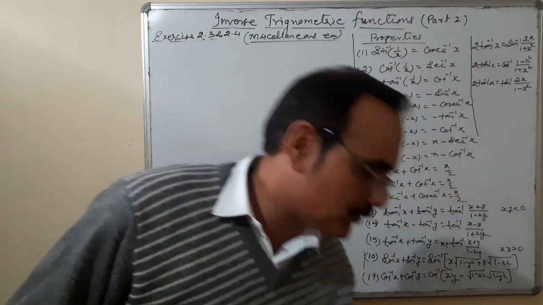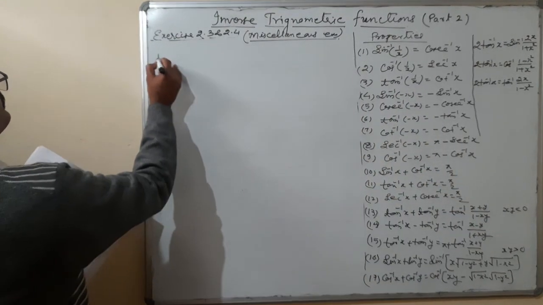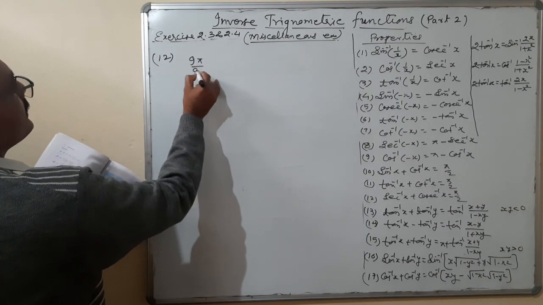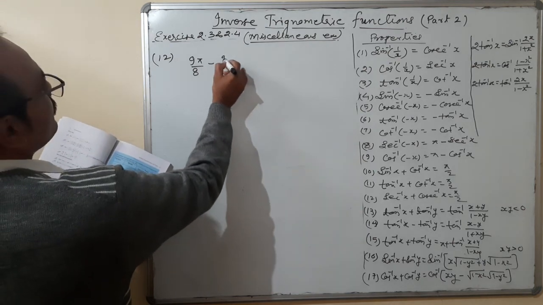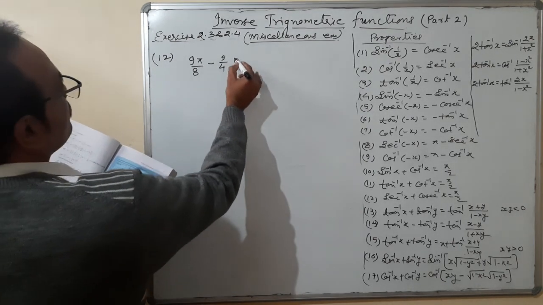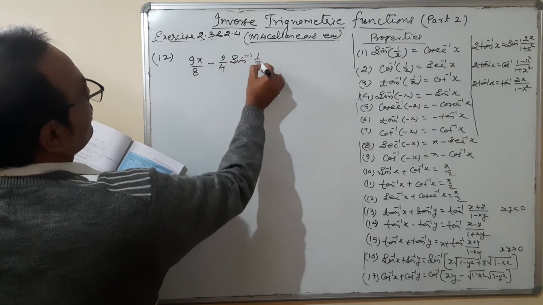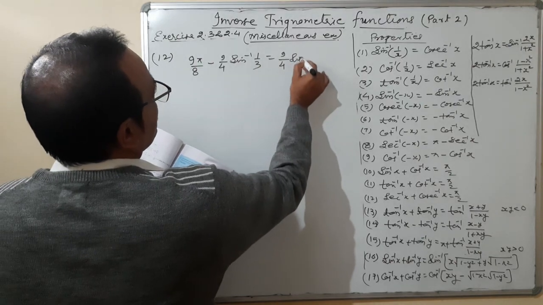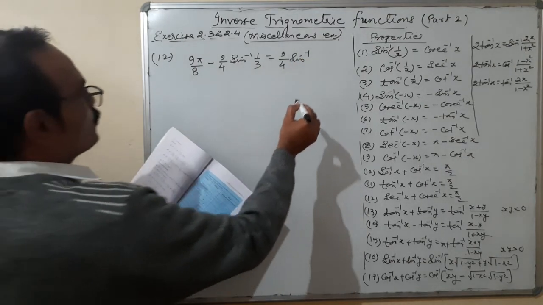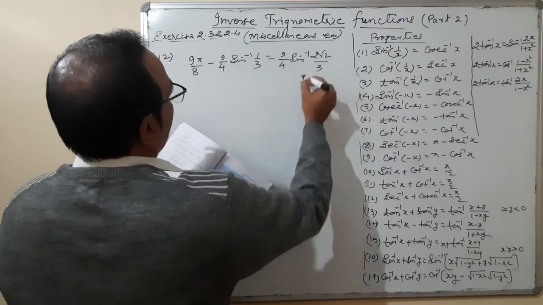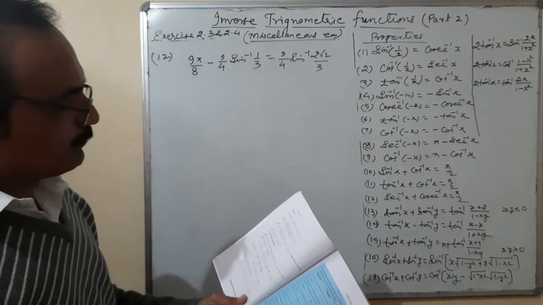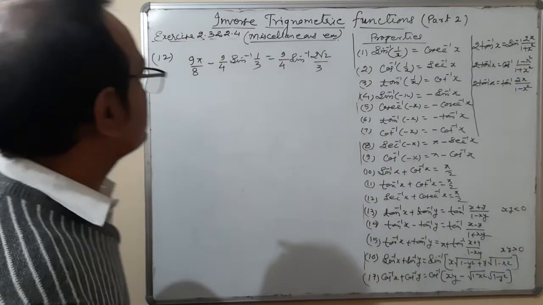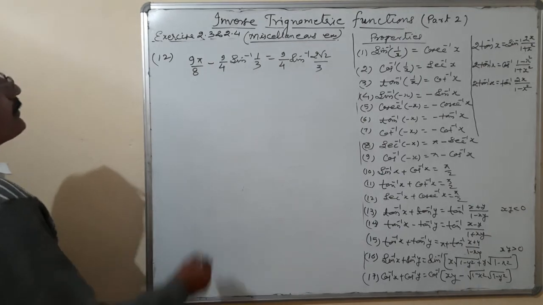Now the question which I told you already, number 12. 12 is 9 pi by 8 minus 9 by 4 sin inverse 1 by 3 is equal to 9 by 4 sin inverse 2 root 2 by 3. This we have to prove, that left hand side is equal to right hand side.